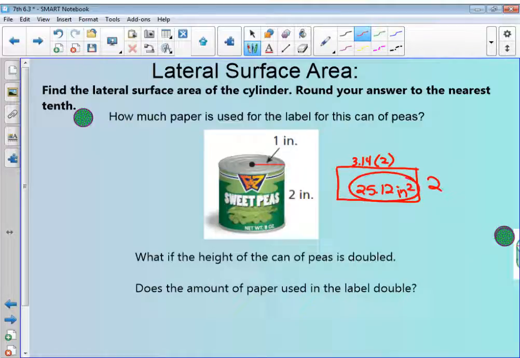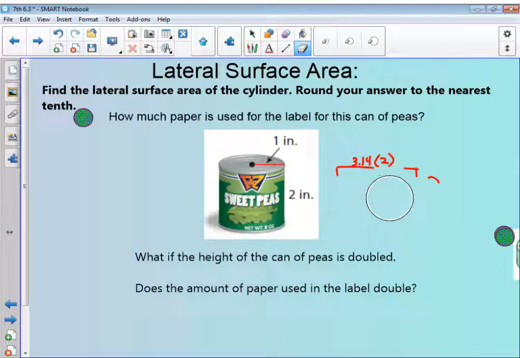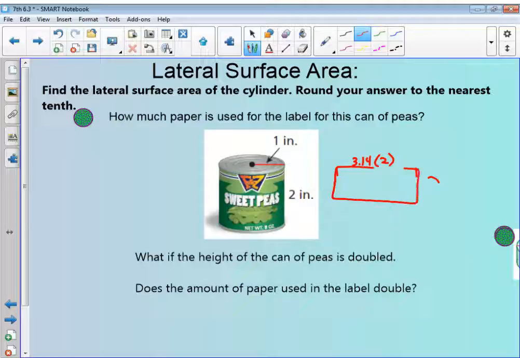Okay, so for that label, you should have gotten 25.12 inches. Okay, 3.14 times 2, and then you take that answer times... I don't think I had that right. No, I don't. I accidentally doubled it. This should have been 12.56. 3.14 times 2 times 2 gave me, sorry, 12.56. I accidentally was mixing my two things together.